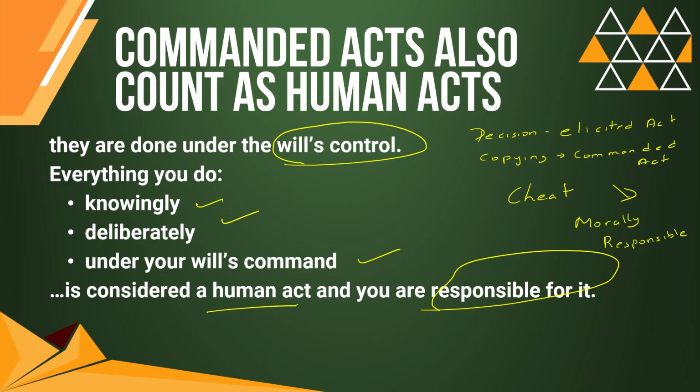So when we speak about elicited acts of the will, these are the pure decisions of the will. Okay, that means the decisions are directly made by your will. For example, you want to forgive someone. Commanded acts, as we have seen, are actions done by your body and mind because the will has commanded them. Now, both are human acts, but we see that the elicited acts are the most primary.